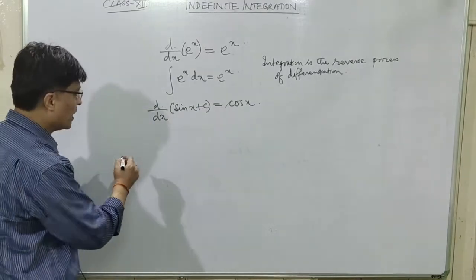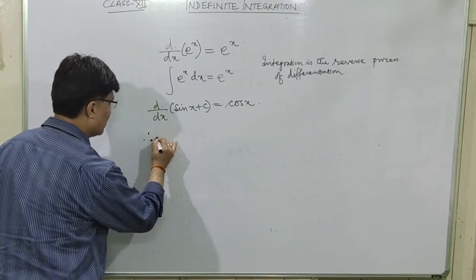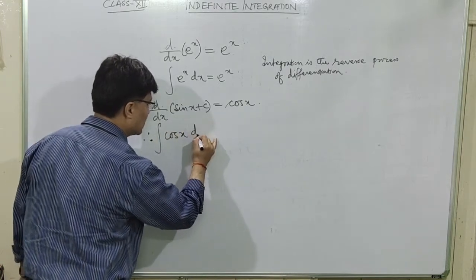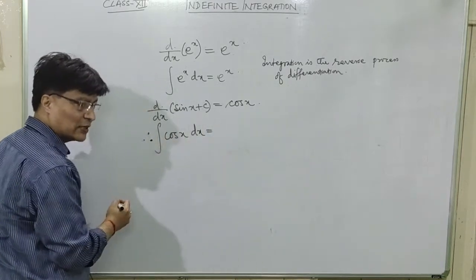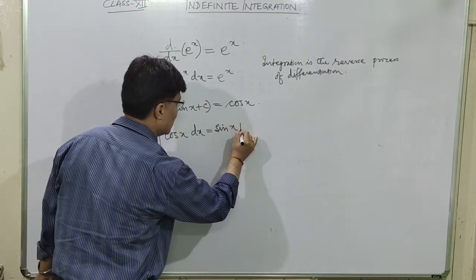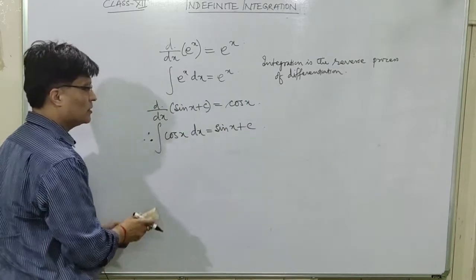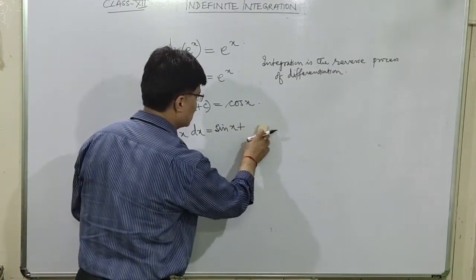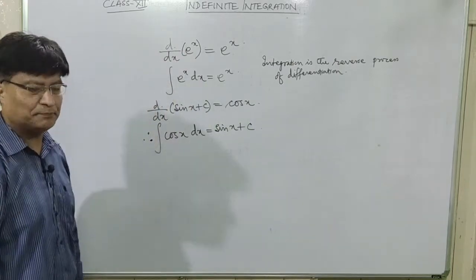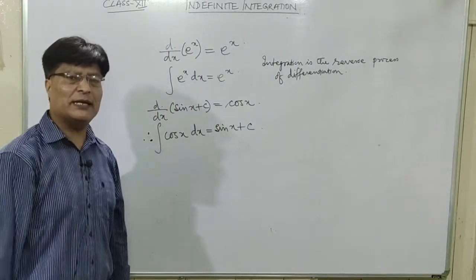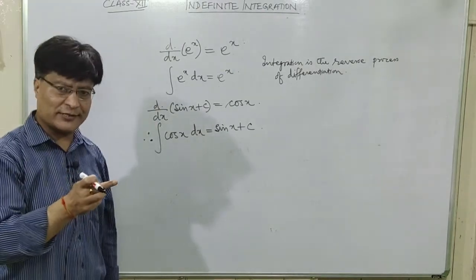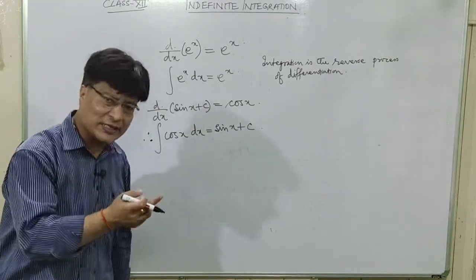So in the reverse way, how can you write it? Therefore, integration of cos x with respect to x, that is dx, is equal to what? It is sin x plus c. This is your sin x plus c. Earlier we also wrote dy dx of sin x is equal to cos x, and integration of cos x was only sin x.